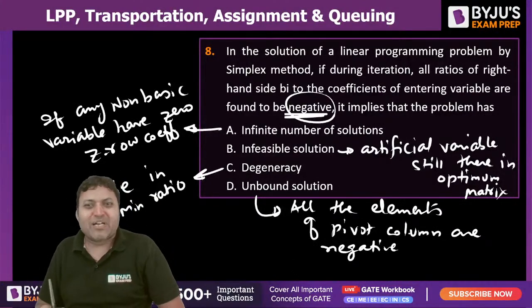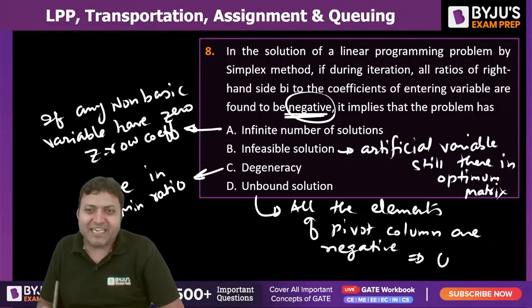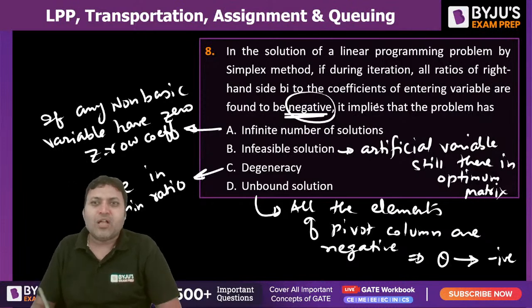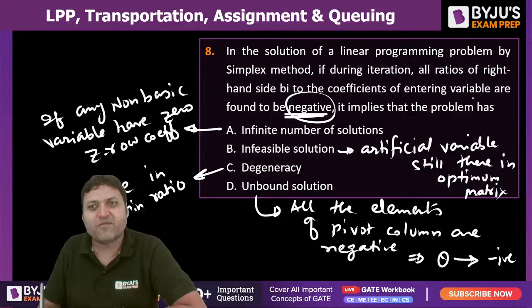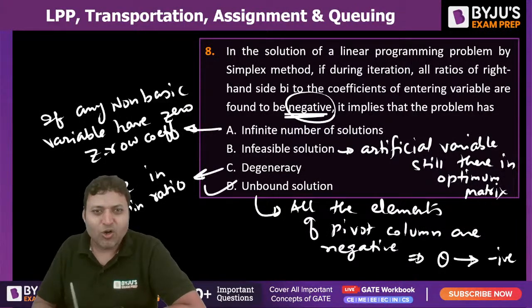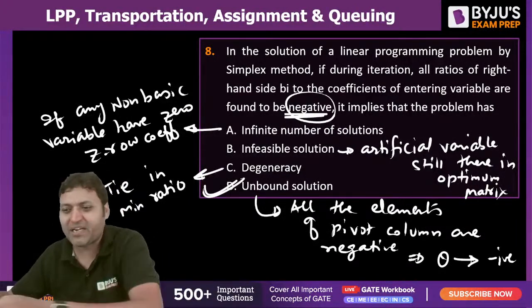So when all the elements of the pivot column are negative, then theta will also be negative. That is the minimum ratio. All the ratios will be negative. All the ratios of RHS to the coefficient of the entering variable are found to be negative. Option D is the correct answer. Question number 8, option D, isn't it?